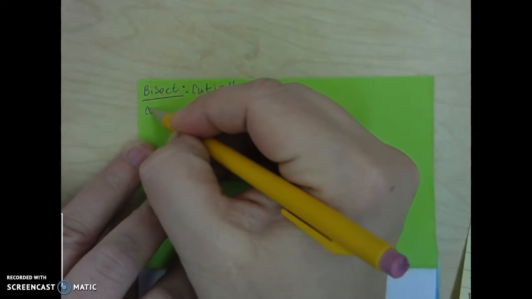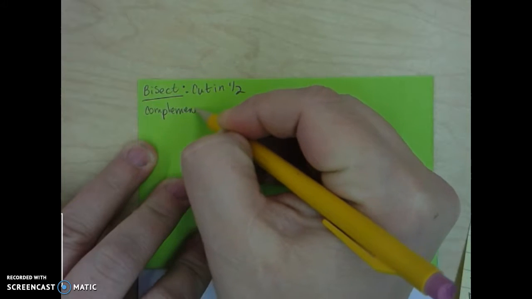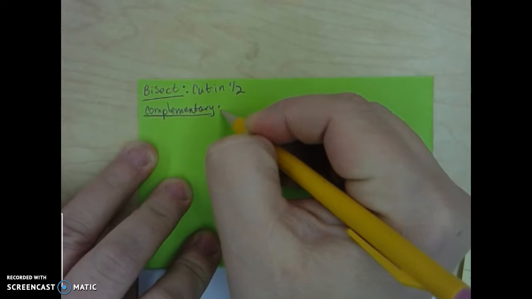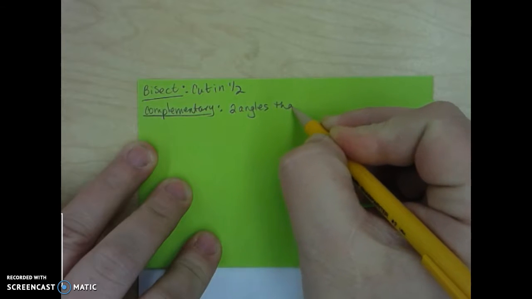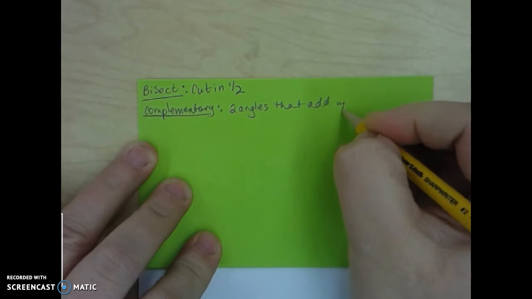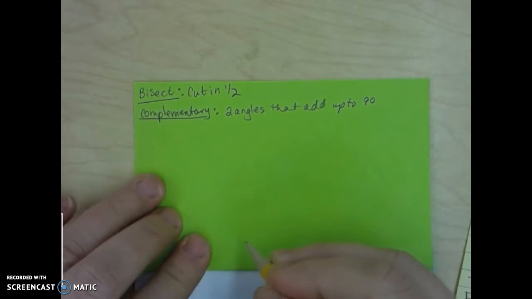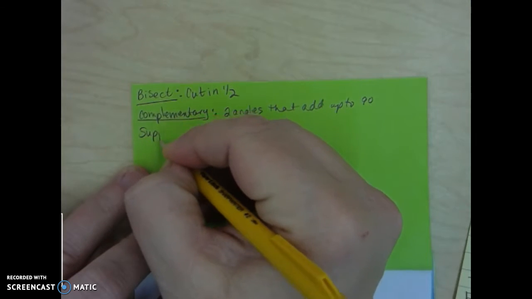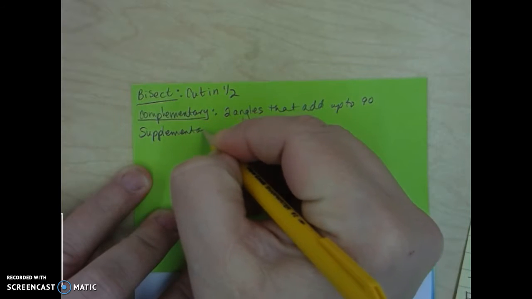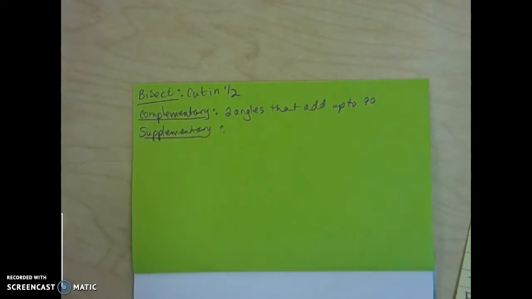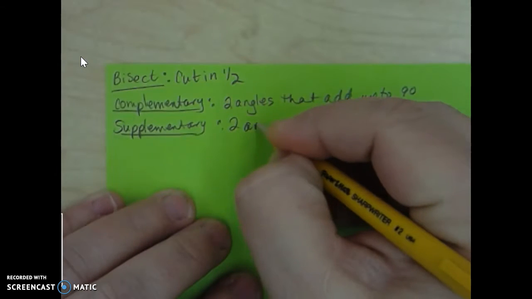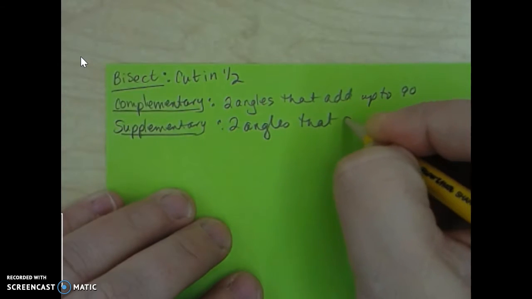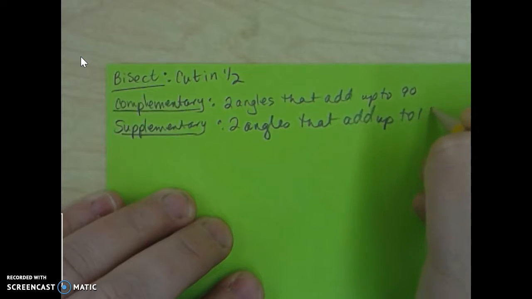The next vocabulary word we need to remember is complementary. And remember, angles are complementary when they add up to 90. So two angles that add up to 90 degrees. And then supplementary is when you have two angles that add up to 180. Let's see if I can zoom this in a little bit. There we go. So two angles that add up to 180.